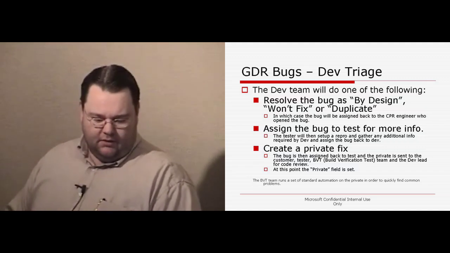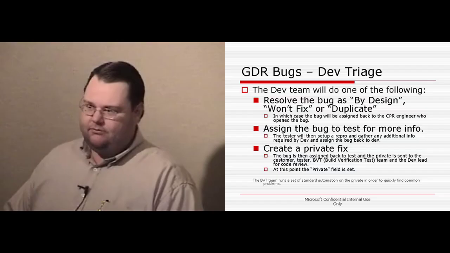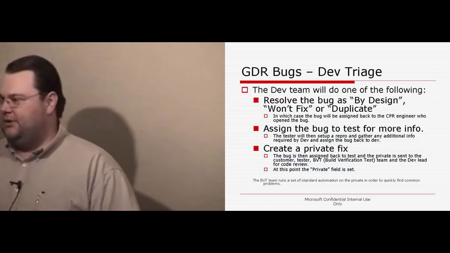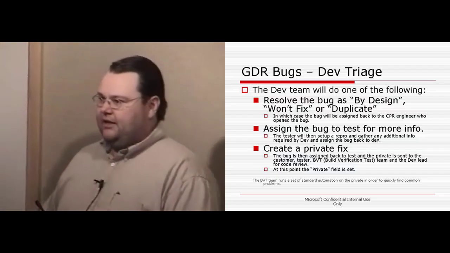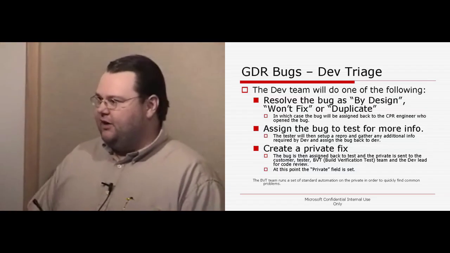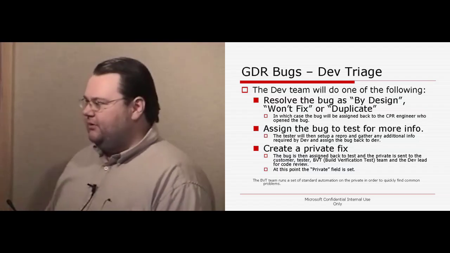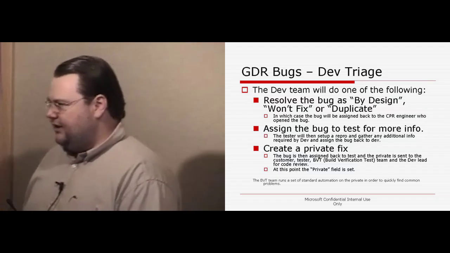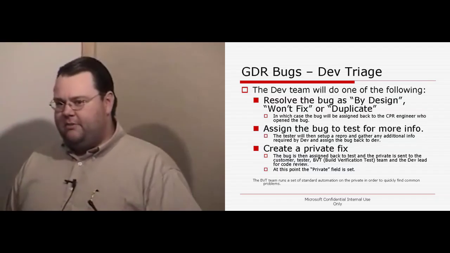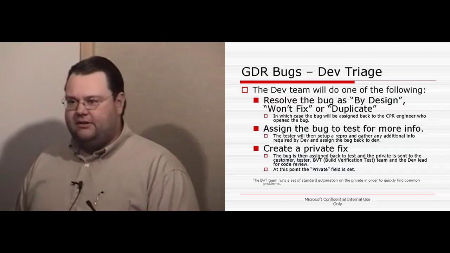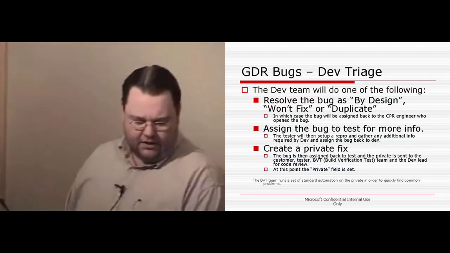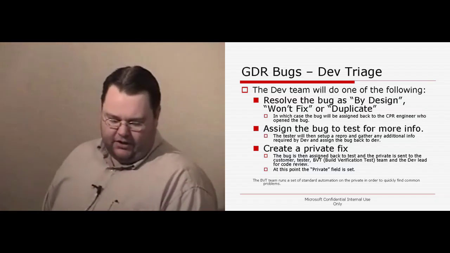Or they will assign the bug back to a tester, which for a GDR bug will be the first time you see it. So if they get a bug and either they can't get a repro on it, the CPR engineer doesn't have enough information for them, or they need some follow-up test information, they'll assign it to a tester, ask you to set up a repro, and get them some more information so that they can work on it a little bit faster. Or they'll create a private.